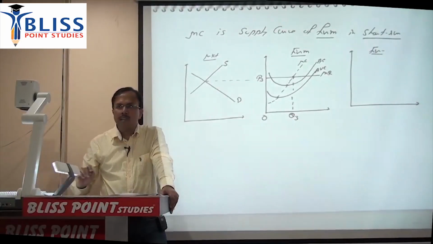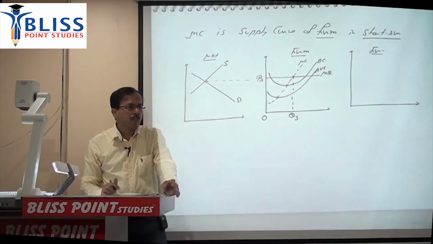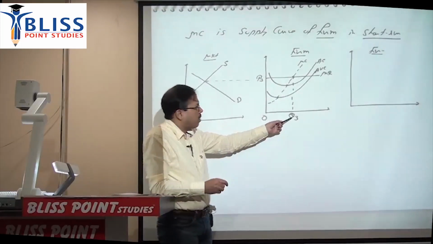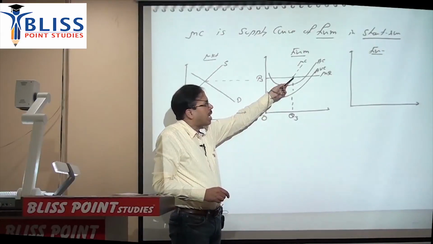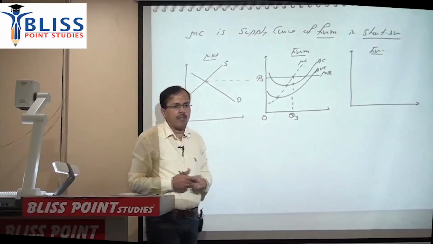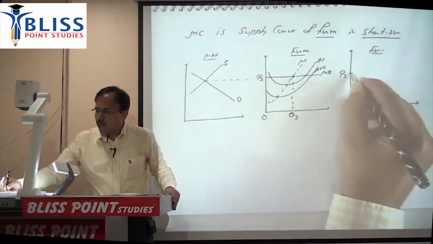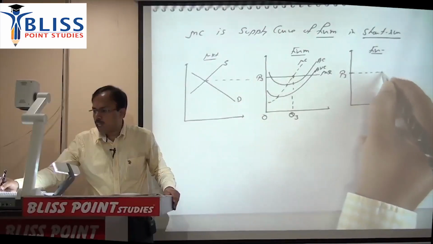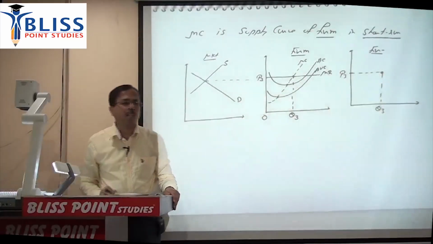At that quantity, whether firm is having profit or loss or normal profit. Simple है. At that quantity, price is more and average cost is less. So there is supernormal profit in fact. So at a price of P3, firm is producing quantity Q3 and supplying that quantity Q3. So we get 1 point of supply curve.